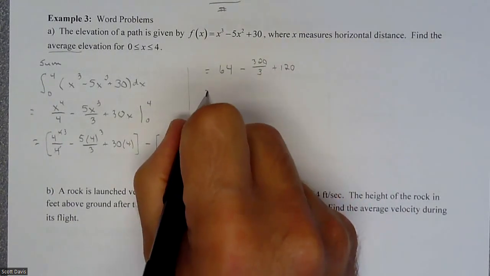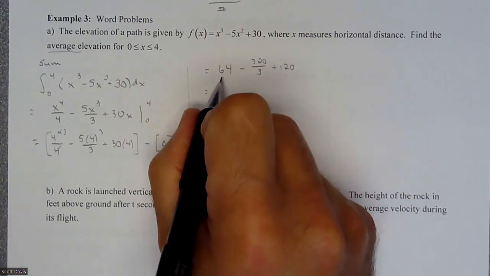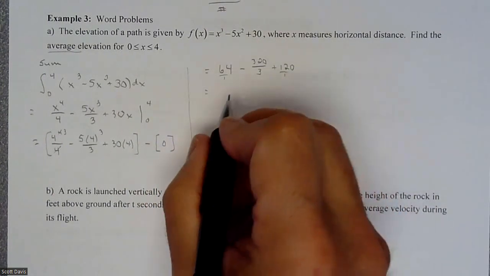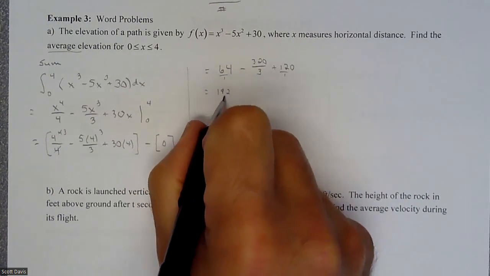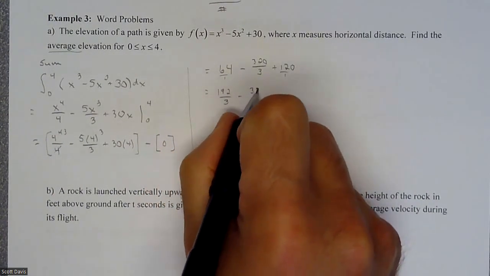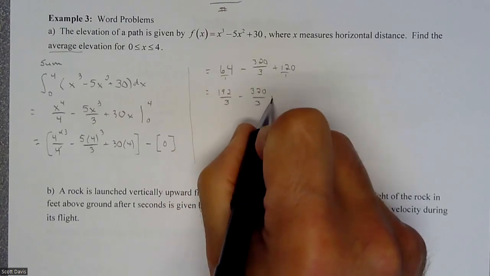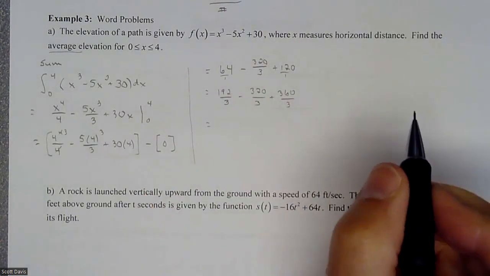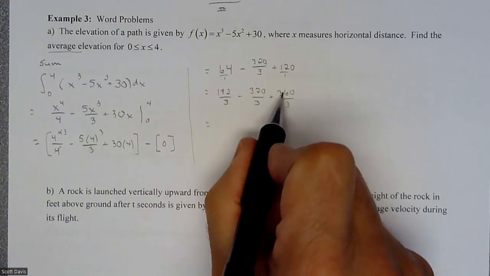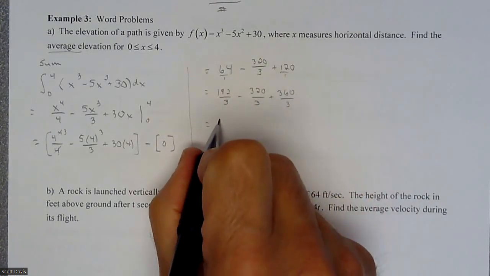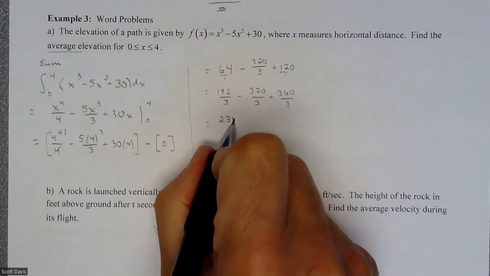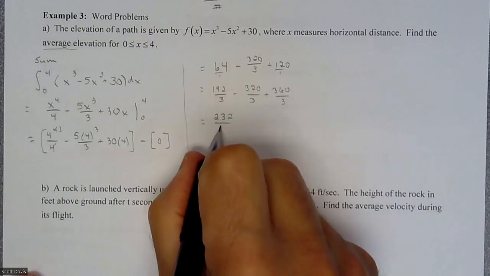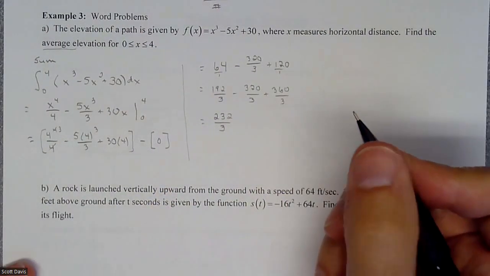That piece is gone. So I need to put all this together, which means I need to make common denominators. And so if I multiply this by 3 and this by 3 to make a common denominator, I'm looking at 192 thirds minus the 320 thirds plus 360 thirds. All right, so if I add that together, you're going to put those two together. You have 40 that you're going to tack on to the 192. So you're looking at 232 thirds. So that would represent our sum, which also is the area under this curve.